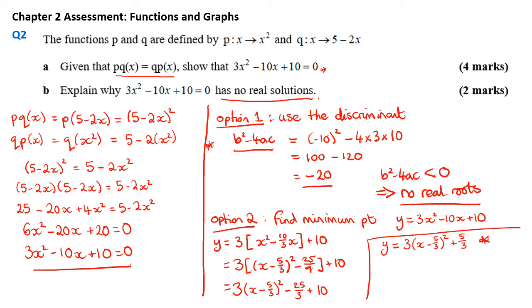where I can easily see that my minimum value must occur when my squared bracket is 0, so when x is 5/3. When that happens, that whole bracket goes to 0 and y is equal to 5/3. What I therefore have is a positive quadratic with a minimum point of (5/3, 5/3).